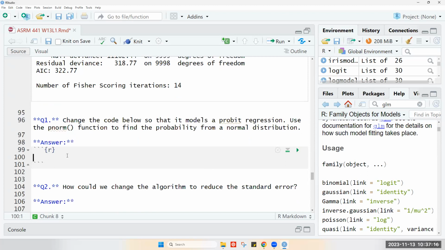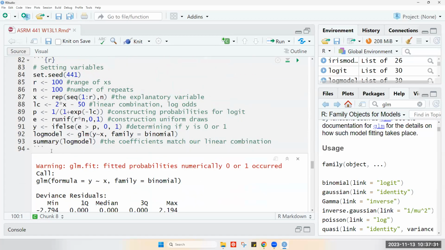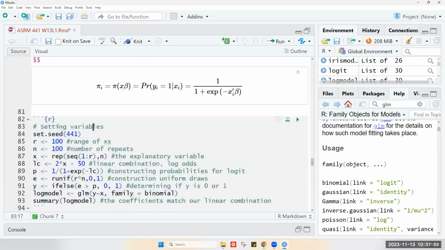Okay, the first question I have in our file: change the code. Whoops, there's supposed to be code. And then use the pnorm function to find the probability from a normal distribution. So I'm going to change this code above to make it work for a probit distribution.